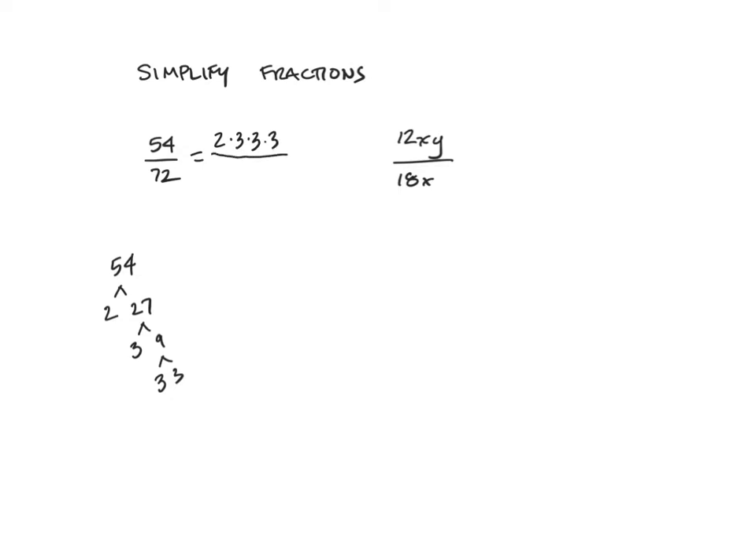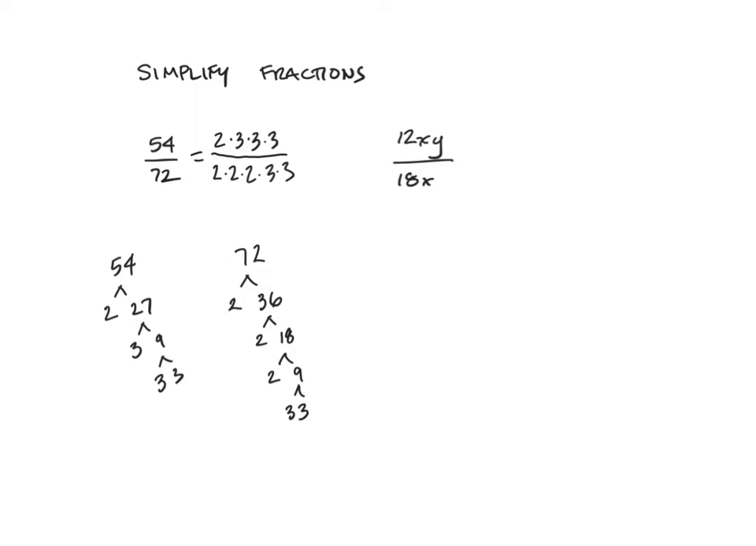72, prime factorization for that, well, it's even, so 2 must go into it, and that's 36, and then 2 and 18, 2 and 9, 3 and 3. So this is 2 times 2 times 2 times 3 times 3. So there's our prime factorization for 54 and 72. Notice I still have it written as a fraction because 2 times 3 times 3 times 3 is equal to 54, and 2 times 2 times 2 times 3 times 3 is equal to 72. So this whole fraction here is equivalent to 54/72. All I've done is just written the numbers as prime factorization.